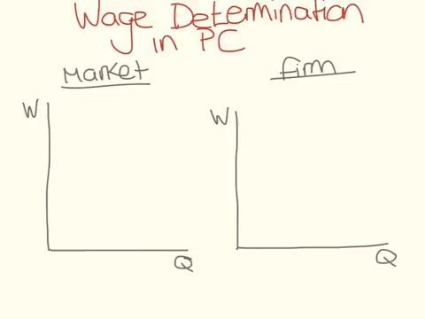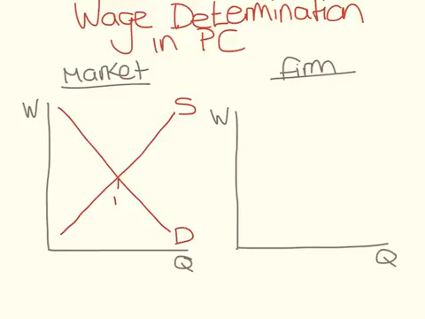Looking at labour markets now, and we're looking at wage determination in perfectly competitive markets. So, just like anything with a perfectly competitive market, prices, or wages in this case, are going to be determined by the interaction of demand and supply. So it's where they meet each other. So that's going to be the quantity of labour employed in this market, and this is going to be the wage level. And this is the supply of labour, and this is the demand of labour.